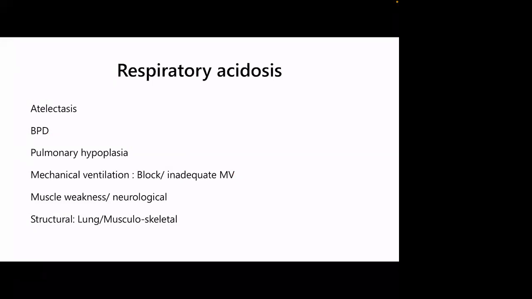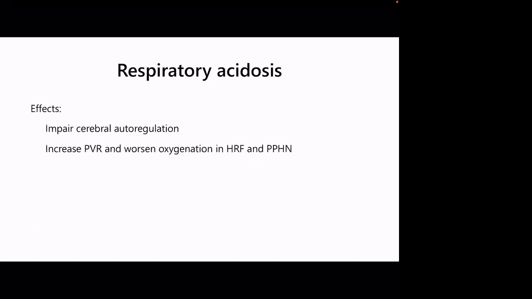Next is respiratory acidosis, which can be there because of atelectasis, BPD, pulmonary hypoplasia, in mechanical ventilation if there is a tube block or inadequate minute ventilation, muscle weakness, or neurological and structural lung or musculoskeletal issues. The effects of respiratory acidosis are that an increase in carbon dioxide will cause impairment in the cerebral autoregulation, and it can also cause an increase in the pulmonary vascular resistance and will worsen oxygenation in hypoxic respiratory failure as well as in PPHN.